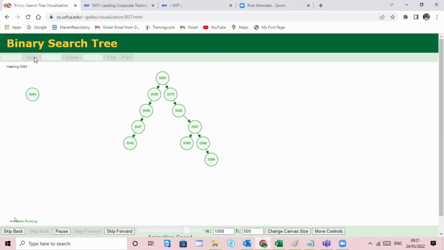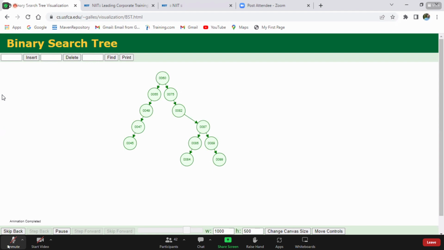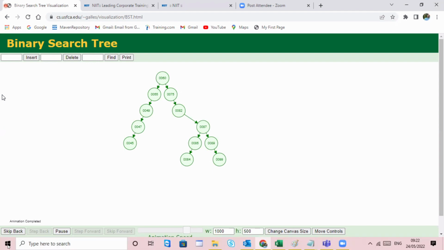So I will say insert. See how the traversal is happening. So I hope everything is clear now, how the values will be arranged.